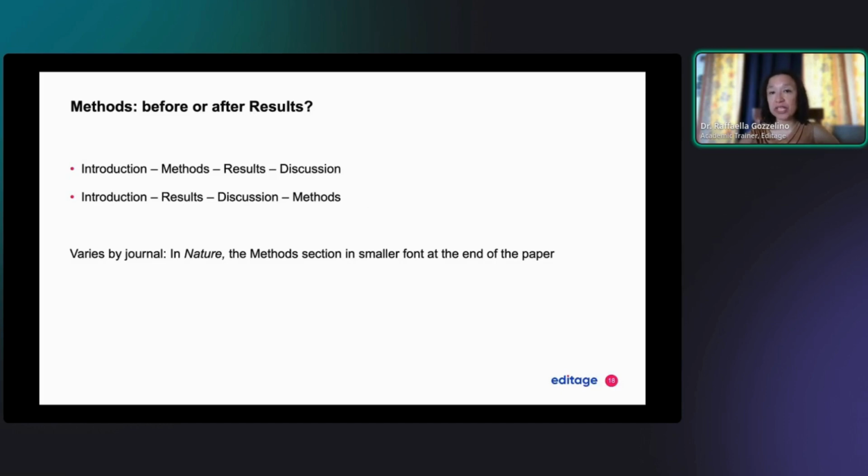If it's before, it follows straight to the introduction, then there is the methods section, the results, and the discussion. But there are some journals that prefer to continue capturing the attention of the reader until the end, and then explain how the results were obtained by introducing the methods section at the end. It varies by journal. In Nature, for instance, the methods are in a smaller font at the end of the paper, because what is important for the journal to highlight is the take-home message.